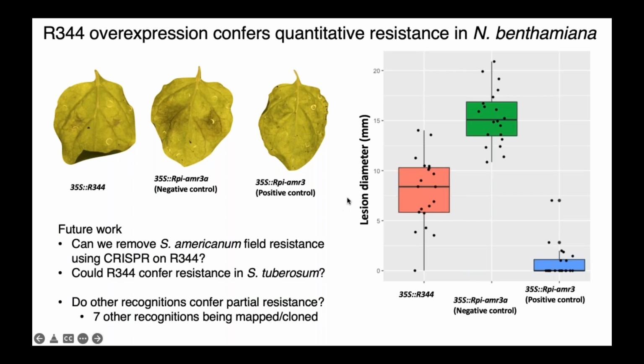So we're working towards further characterizing this, and we're wondering if by using CRISPR to mutate receptor 344, we can remove field resistance from one of our lines. And we're also adding receptor 344 into Solanum tuberosum in an effort to see if we can increase resistance with this fairly partial resistance gene. And we're also looking towards cloning 7 other effector recognitions from americanum. And I'll just briefly talk about one of the others.